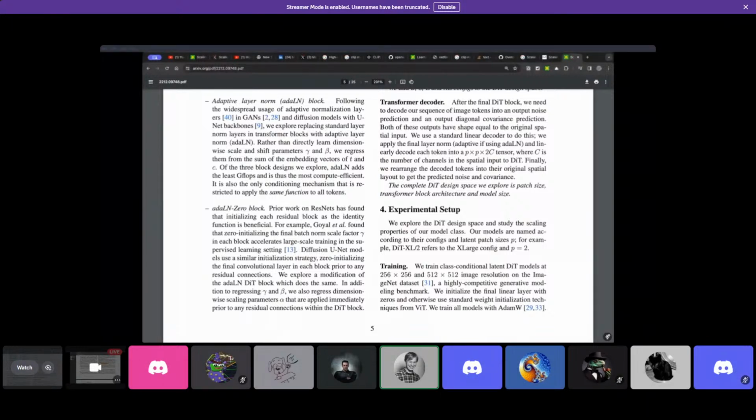We regress them from the sum of the embedding vectors of t and c. Usually in layer norm, you would learn scale and shift parameters. So that's the modulation mechanism, if I understand that correctly. Exactly.